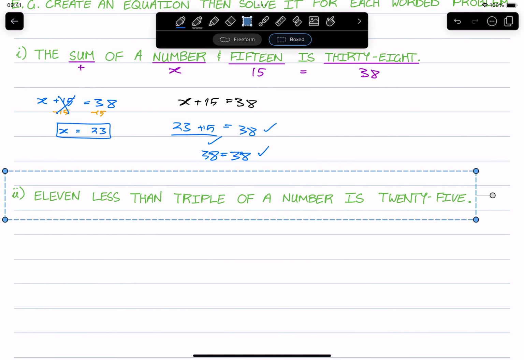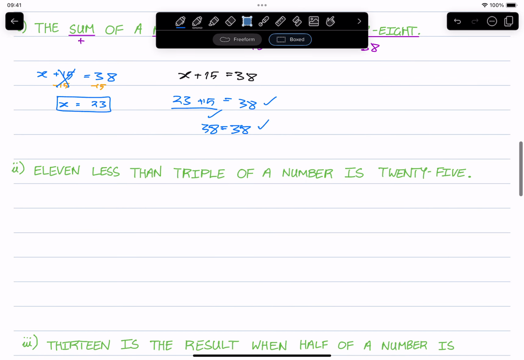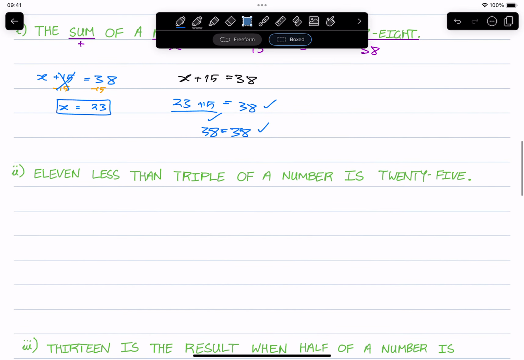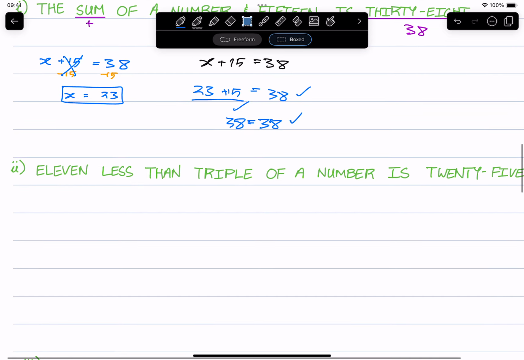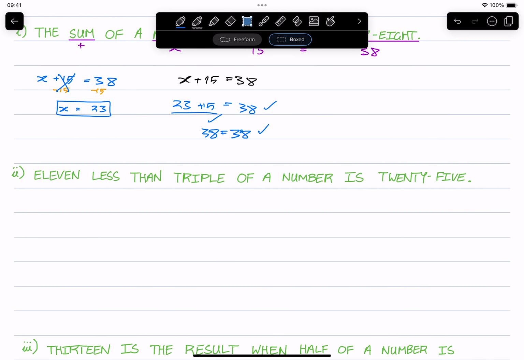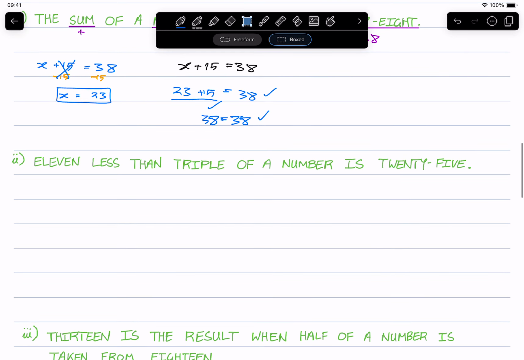here's the next example. You can pause and give this one a go yourself. Here we go. Now, this one I've deliberately worded in a way that many people mistake the order of doing this. Okay, so let's first underline the key terms. We see the word 11, which we just represent as the number 11. I can see less than, so I know there's a subtraction here. And on top of this, it says triple of a number.